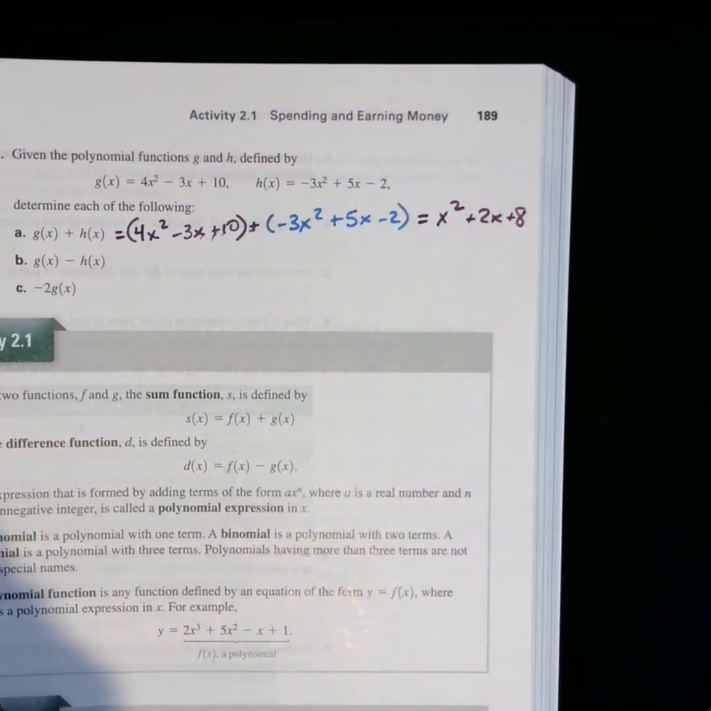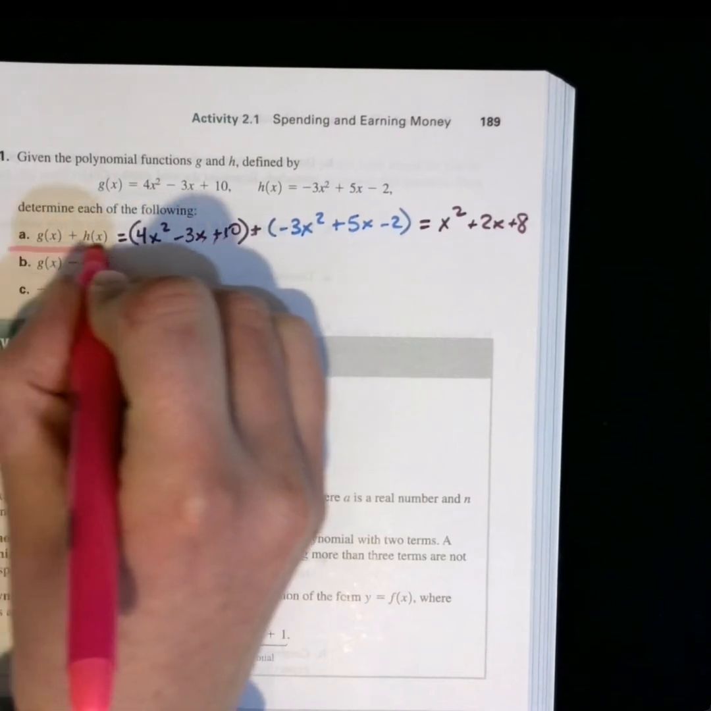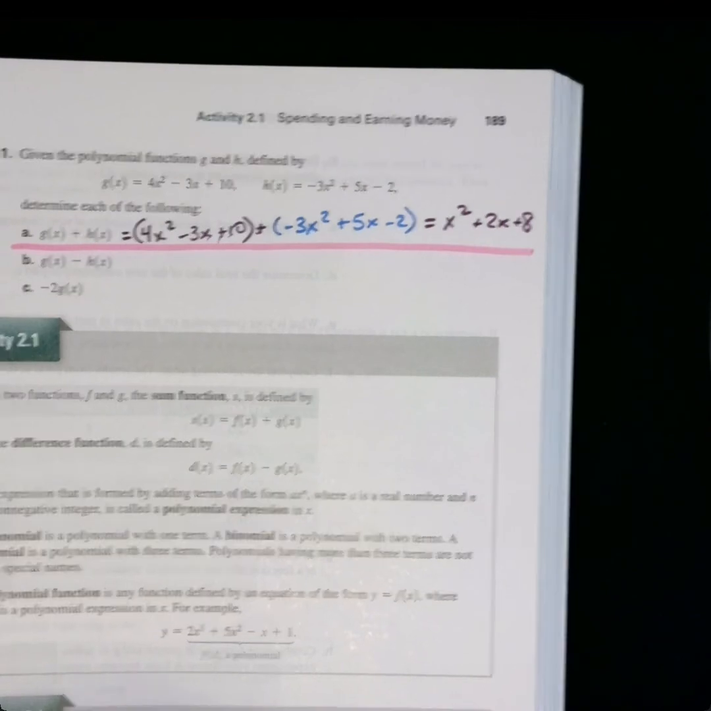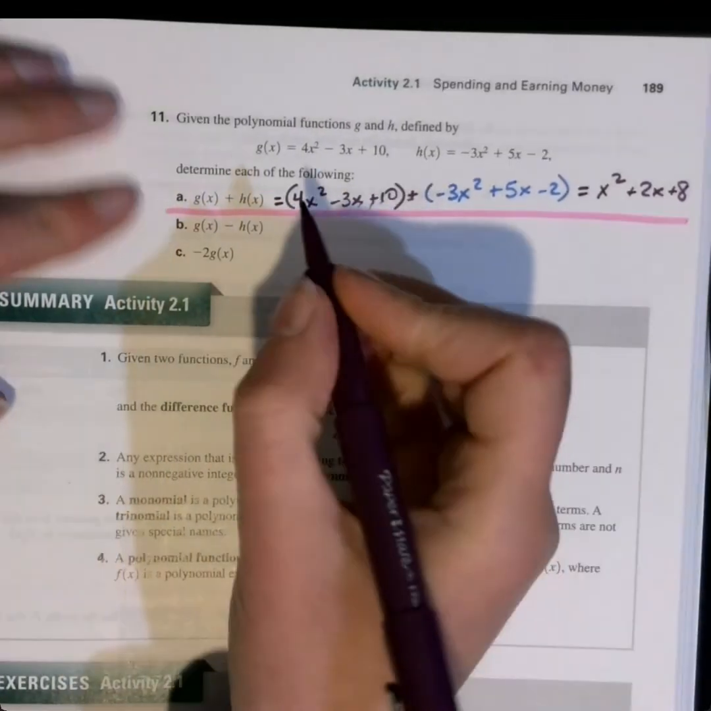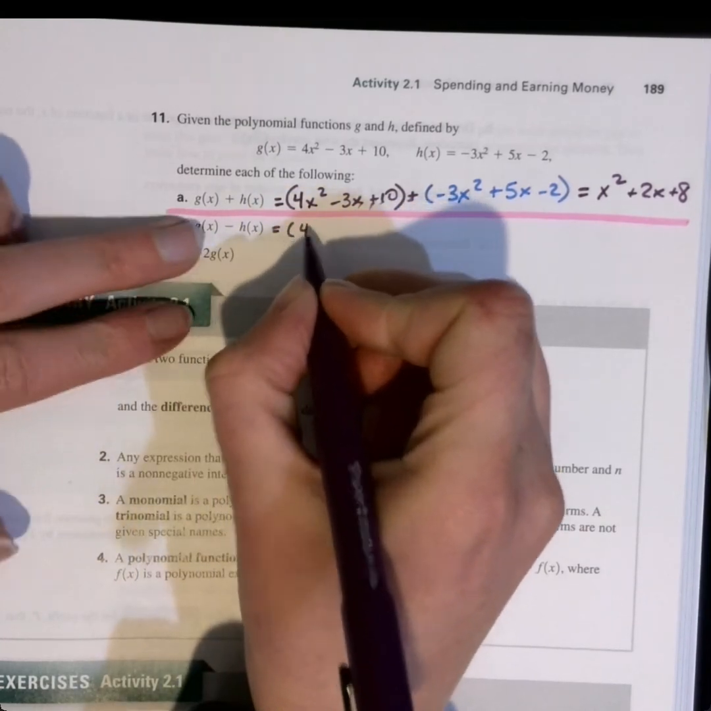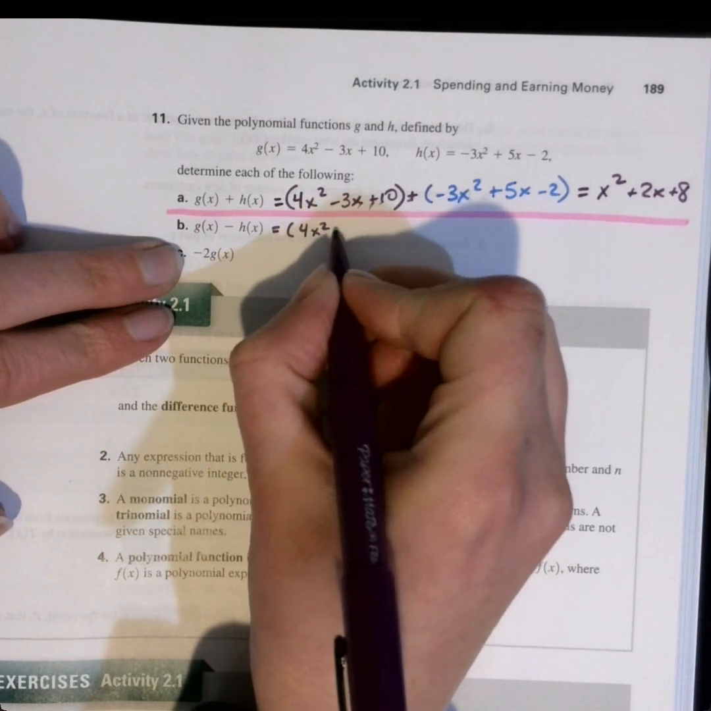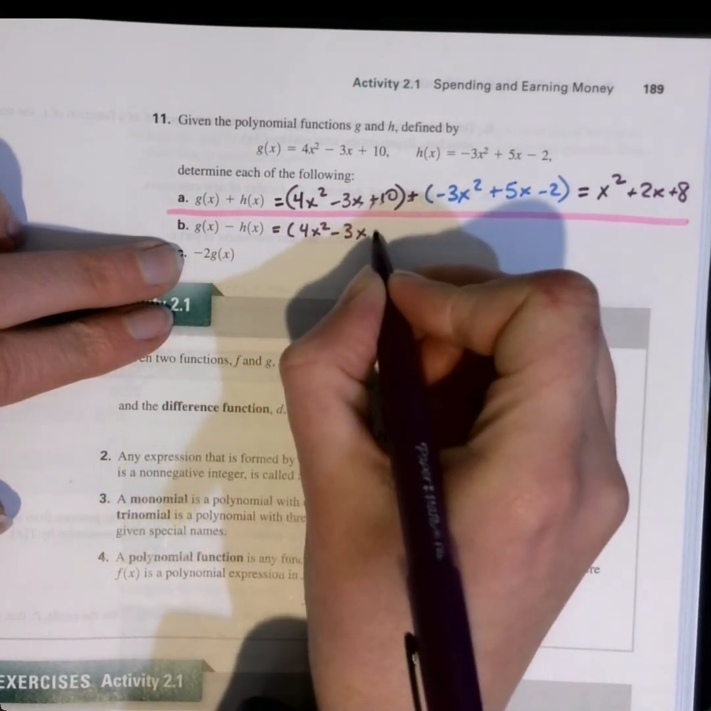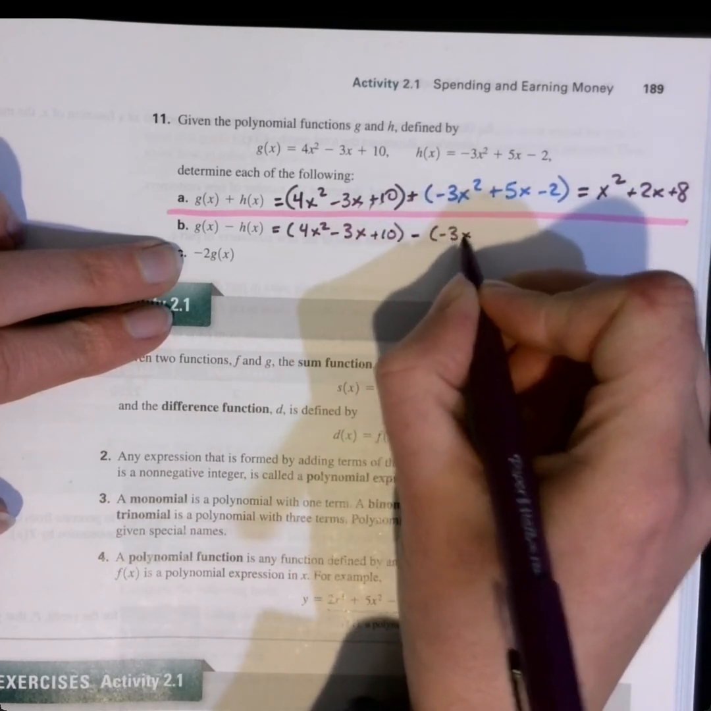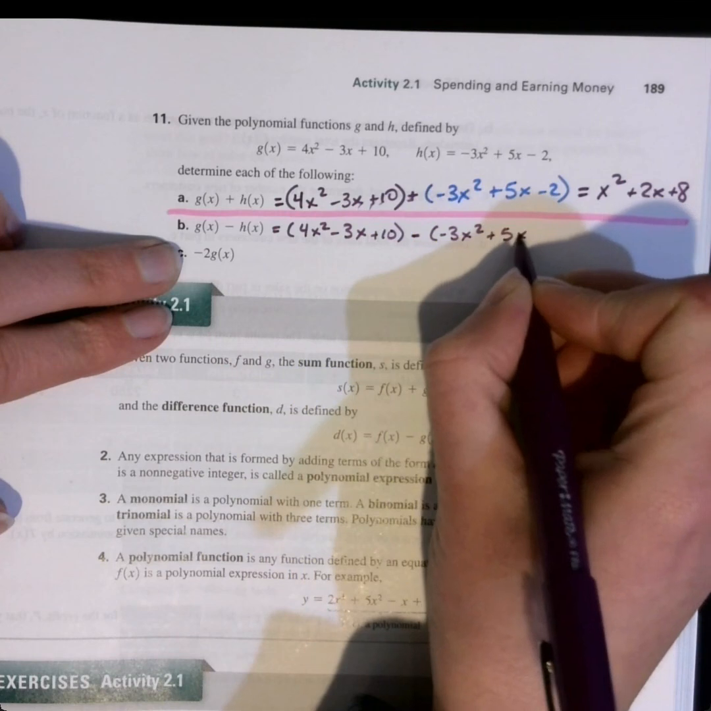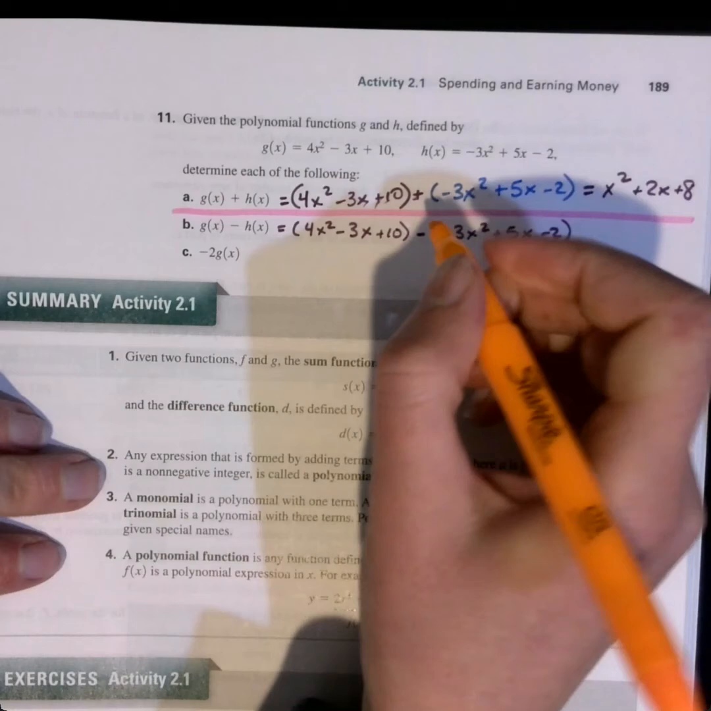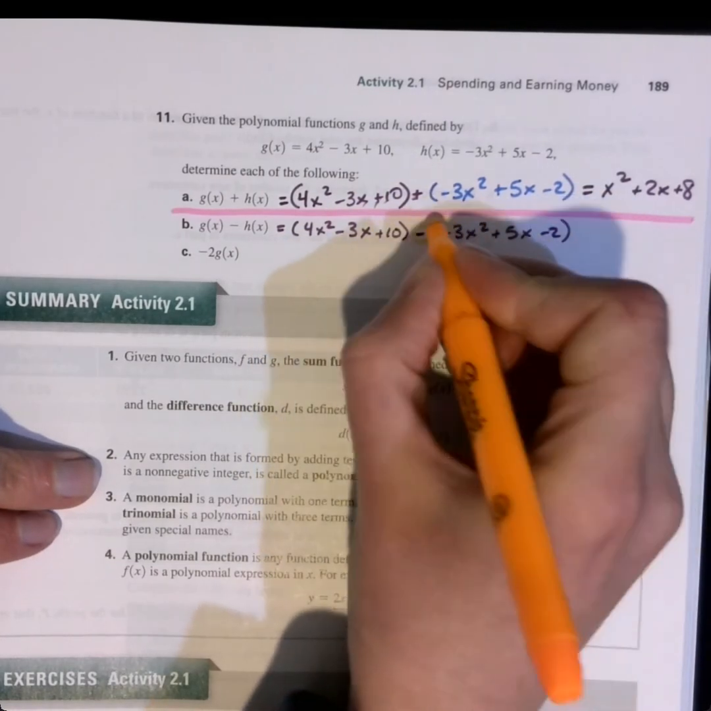All right, so this is going to get compact real soon, so I'm going to draw a line to separate this one from the next one. All right, so next, this one's the subtraction. So in the subtraction, again, I start with g of x, because that's the one that's written first here. So 4x squared minus 3x plus 10, this time minus h of x, which is negative 3x squared plus 5x minus 2. This time, because of the subtraction, I can't just ignore the parentheses because this negative does need to be distributed through.